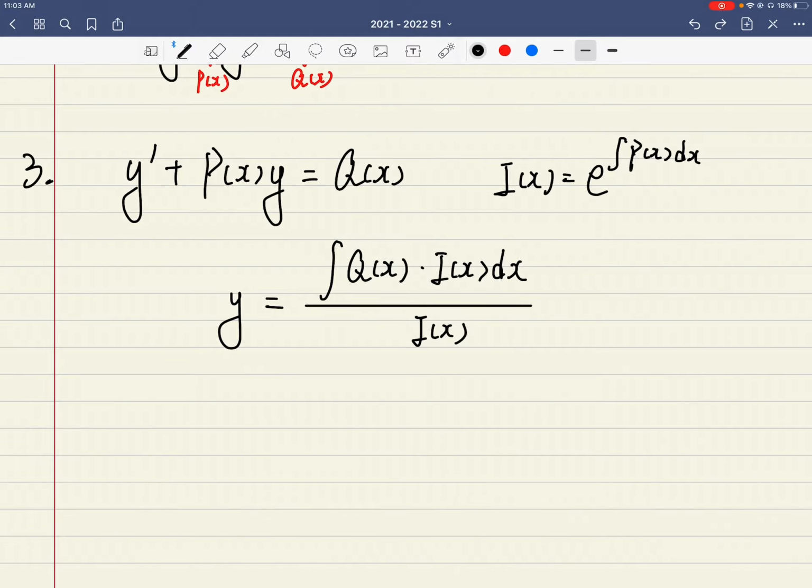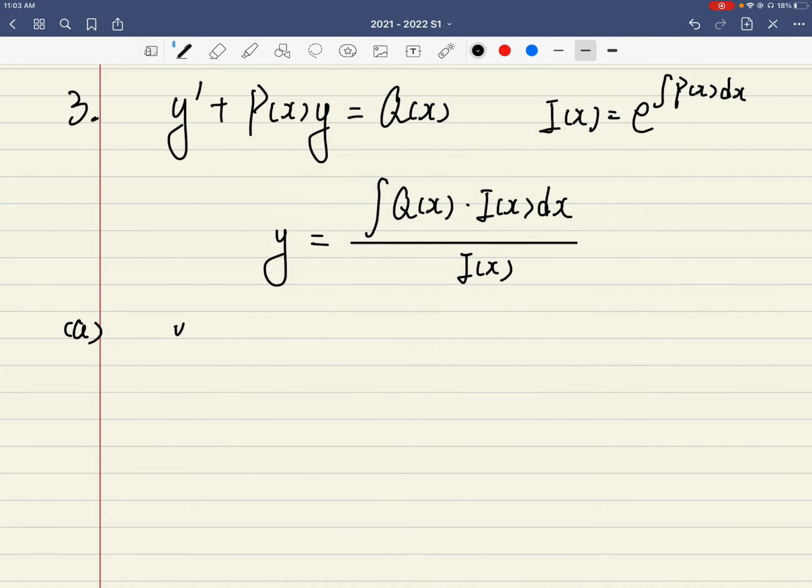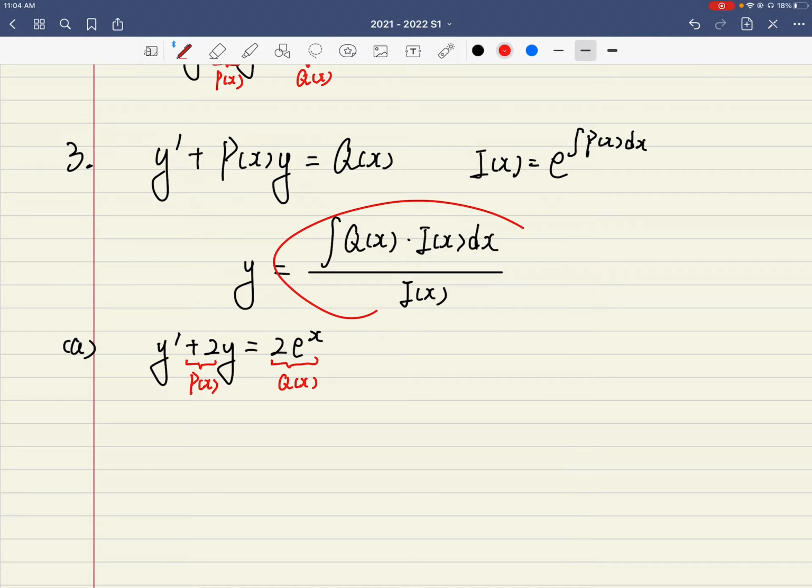So here's an example, Question 3. Again, the first thing you have to determine is whether this ODE is linear or not, just like what you did in problem 2. It is linear because here plus 2 is my p(x). Even if it's a constant, you can treat it as a function of x, a constant function. Then the right-hand side is 2e to the power of x. It's my q(x).